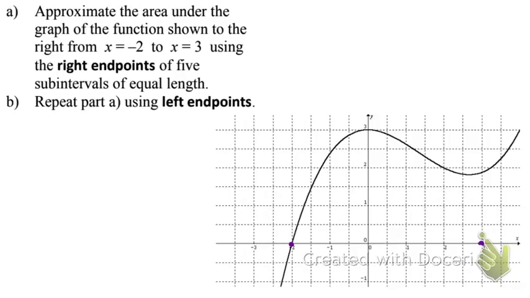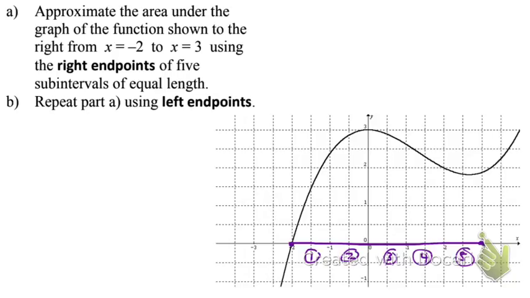Notice that if I divide them nice and evenly, from -2 to -1, from -1 to 0, from 0 to 1, 1 to 2, and 2 to 3, there's 5. So here's my first rectangle, my second rectangle, my third rectangle, my fourth, and my fifth. So there's 5 rectangles of equal length we've divided out from -2 to 3. So first thing it says is to use the right endpoints.